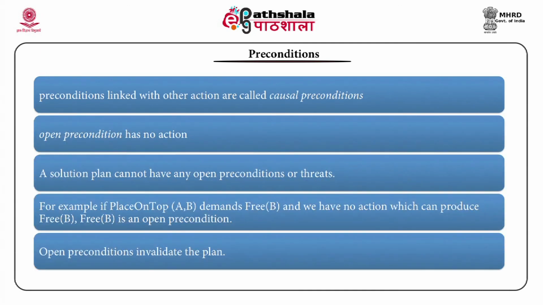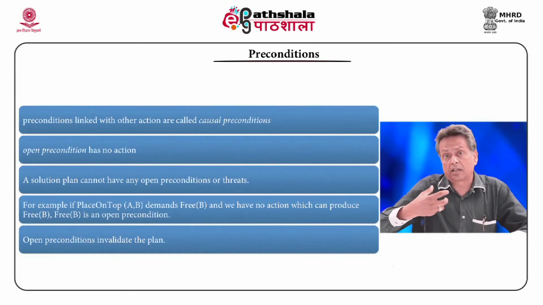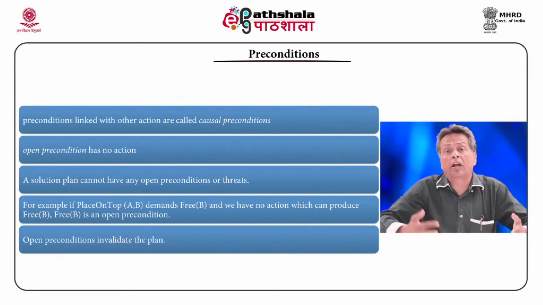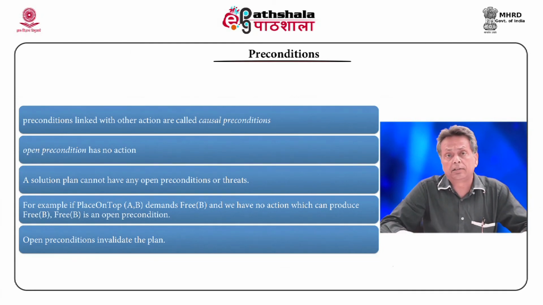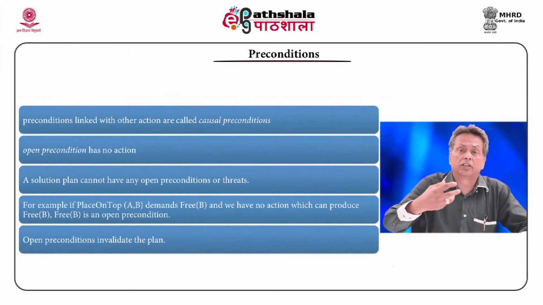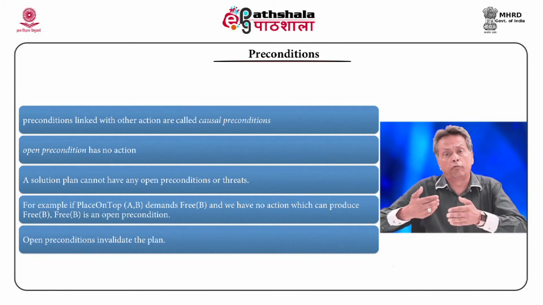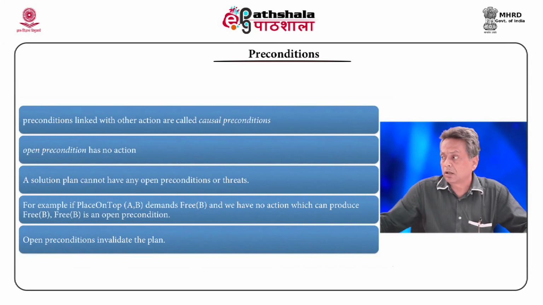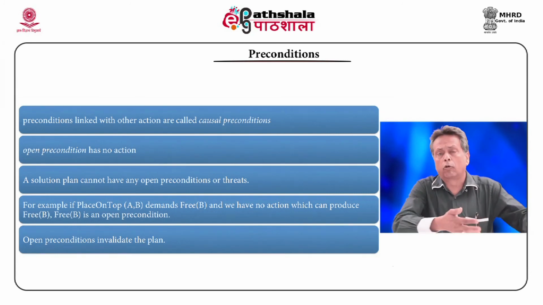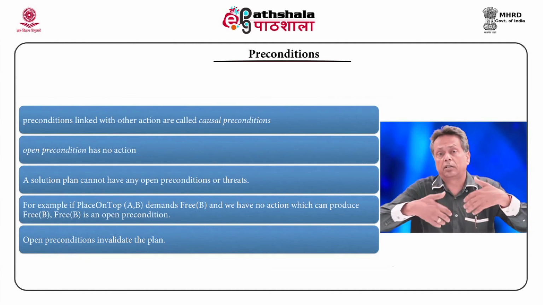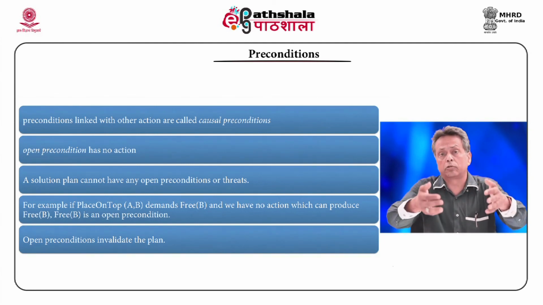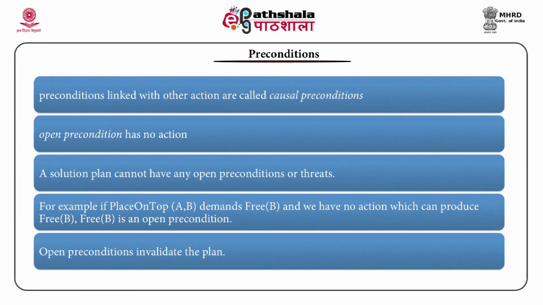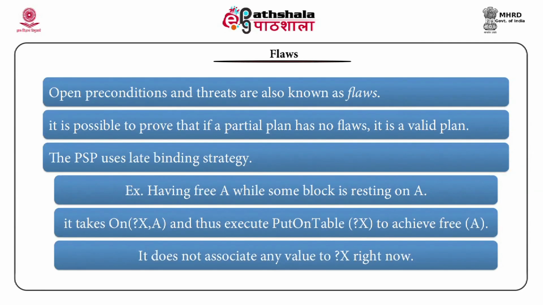Preconditions, obviously, it's something that is required for an action to take place. But interestingly, if you have a plan where an action requires preconditions which no action can generate, in that case, it is also a threat, it is also a flaw. Because you cannot have an action which generates that precondition, you cannot even apply this action, and obviously all subsequent actions cannot be applied. So, this also is not acceptable. These are called open preconditions, which do not have any action which can make the state reach that level. Open preconditions and threats together are known as flaws.